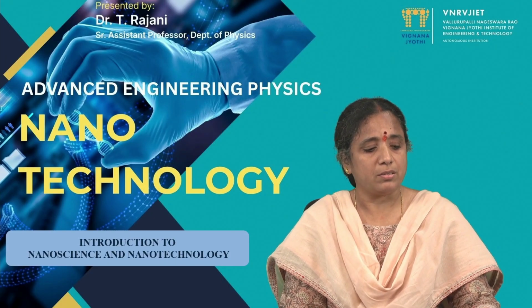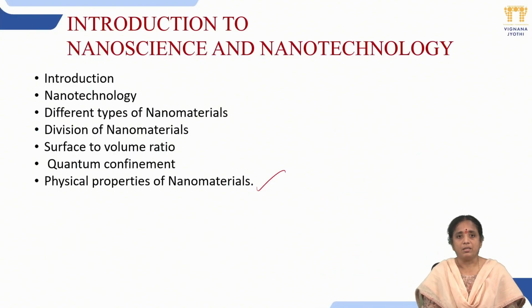In my talk, the presentation goes in this way. First of all, I would like to introduce the difference between the macro, micro and nano. Then nanotechnology, how many different types of nanomaterials there are, and how we can divide the nanomaterials. What are the main important properties of the nanomaterials, like surface to volume ratio and quantum confinement, and what are the physical properties which change when downscaled to the nano size.